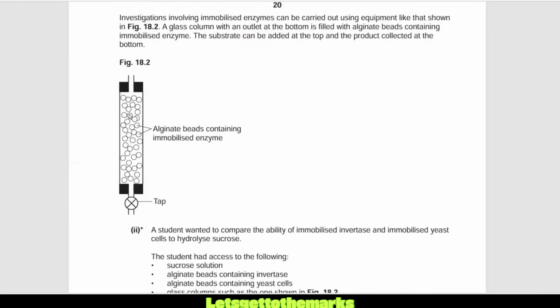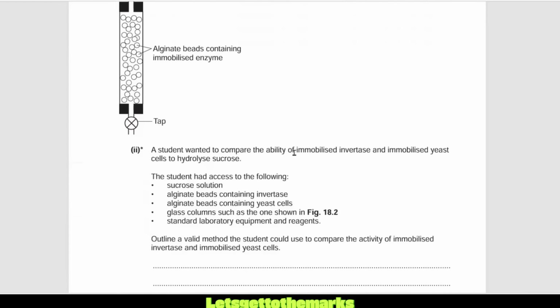Actually, it doesn't have to be encapsulation. So this could be the alginate beads acting as a matrix and the enzyme is just immobilized inside it. It doesn't have to be a semi-permeable membrane, probably not. Let's zing down. A student wanted to compare the ability of immobilized invertase and immobilized yeast cells to hydrolyze sucrose.